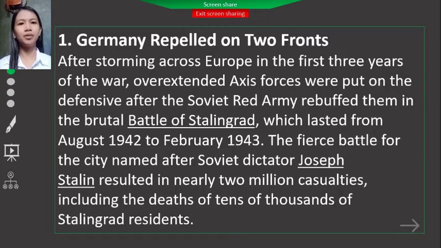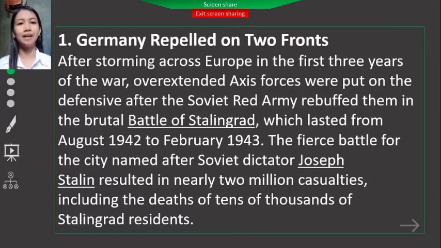Germany was repelled on 2 fronts after storming across Europe in the first 3 years of war. Overextended Axis forces were put on the defensive after the Soviet Red Army rebuffed them in the brutal Battle of Stalingrad, which lasted from August 1942 to February 1943. The fierce battle for the city named after Soviet dictator Joseph Stalin resulted in nearly 2 million casualties, including the deaths of tens of thousands of Stalingrad residents.